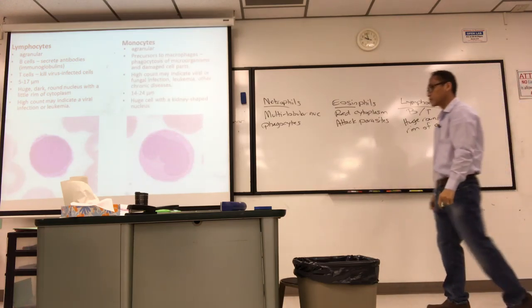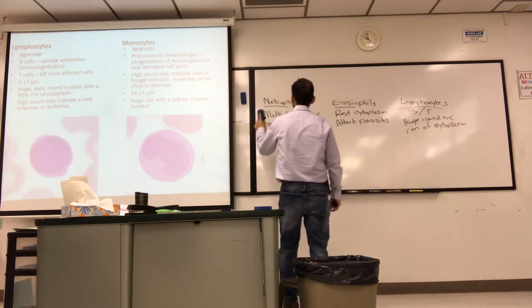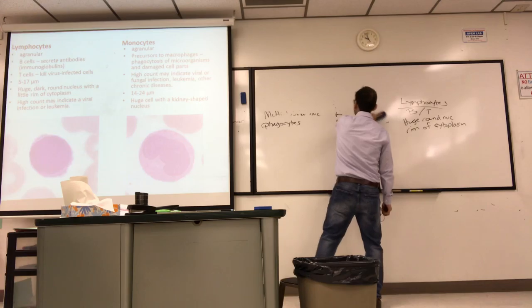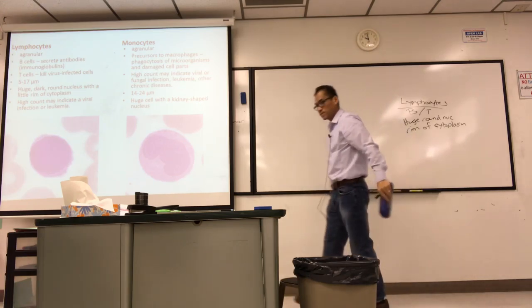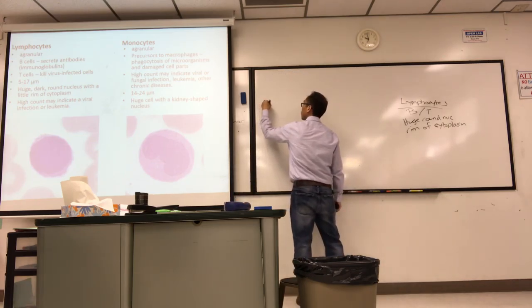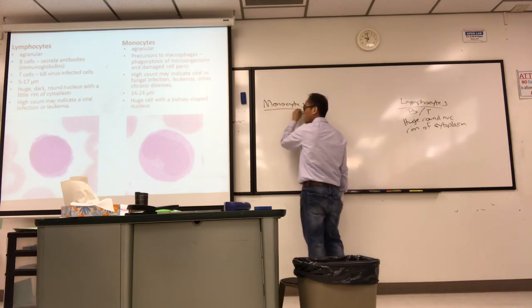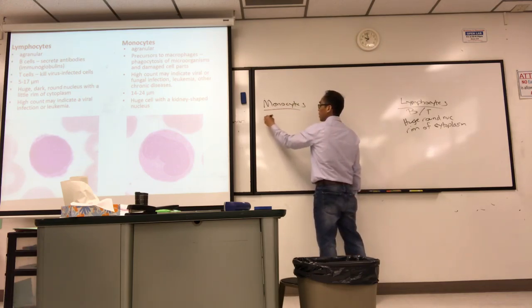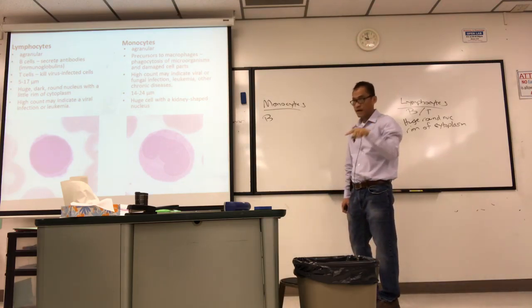The monocytes, they become macrophages. That's what's important about them. They circulate as monocytes. They become macrophages when they leave the bloodstream and fight infection.